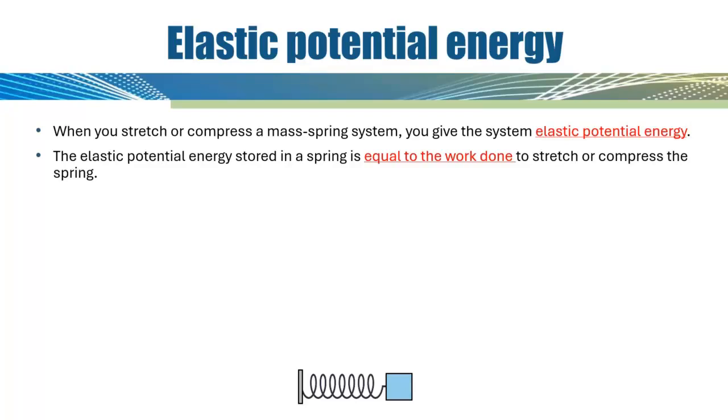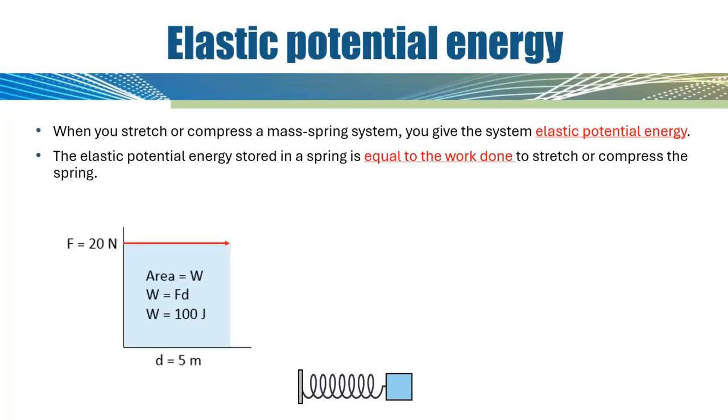And the elastic potential energy stored in the spring is equal to the work done to stretch or compress the spring. Let's look at the concept of work. Suppose you wanted to calculate the work done pushing a crate for 5 meters. If we applied a constant force over this 5 meters, the work done would be F times d, 20 times 5, or equal to the area under the curve, which is 100 joules.